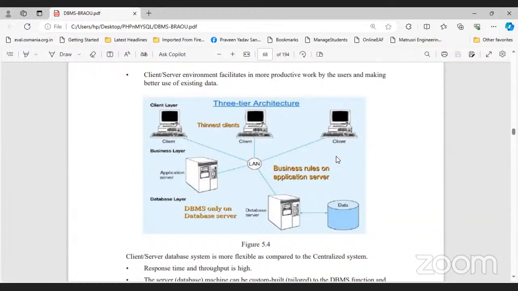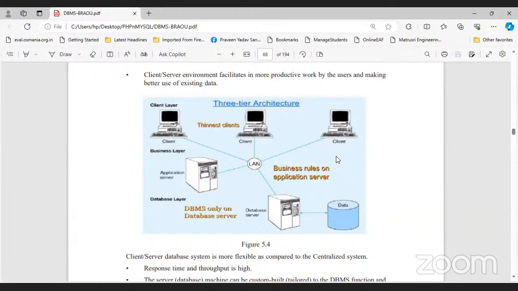So that third person, Google, is the third level. First level is the client. Second level is Google. Third level is the server. That's why it is called the three-tier architecture. Again, there is the multi-tier architecture, or n-tier architecture.